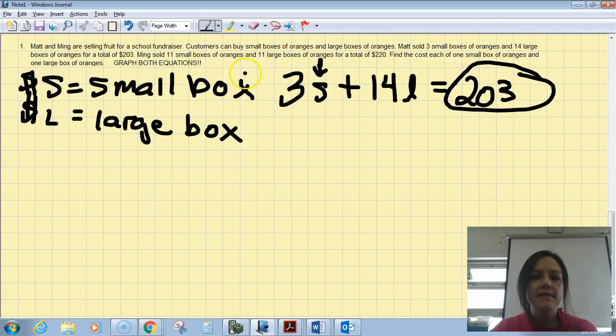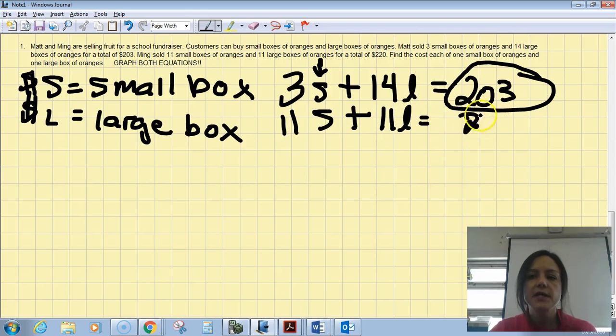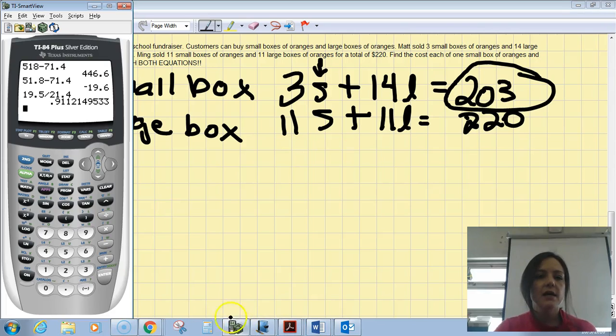Ming sold 11 small boxes of oranges, and that means plus 11 large boxes for a total of 220. Okay, so you choose a way you would like to solve this one. I mean, elimination is always nice here, although in this case you would have to multiply both the equations by a number to get something to cancel out. Why don't we practice on the calculator?